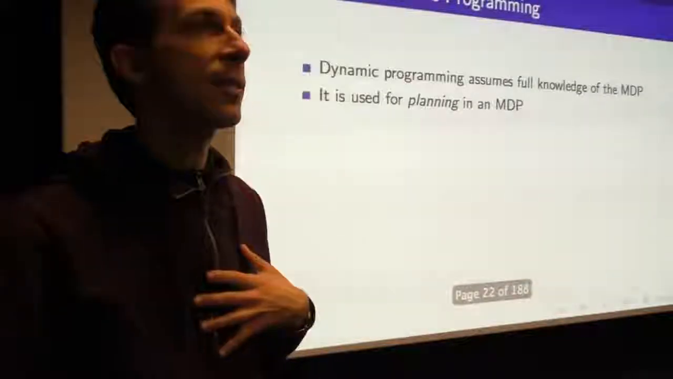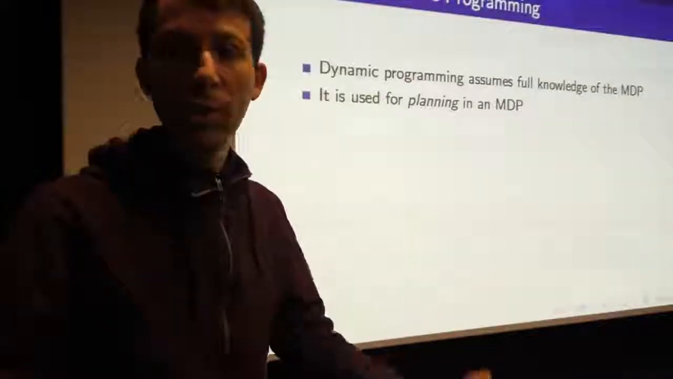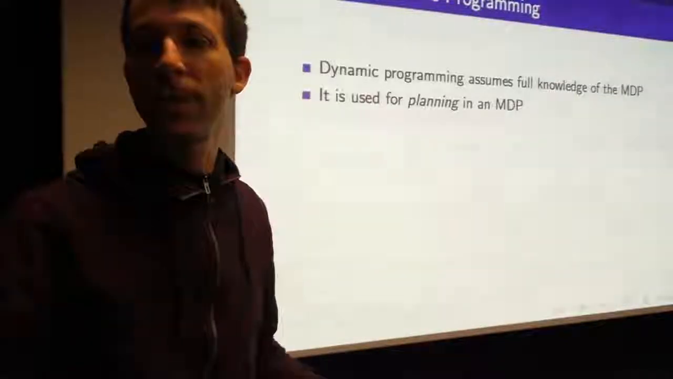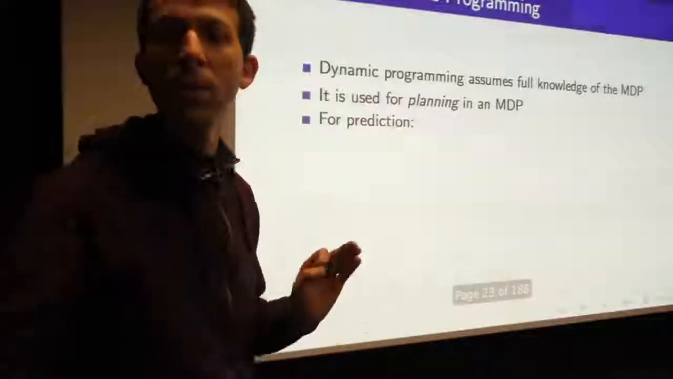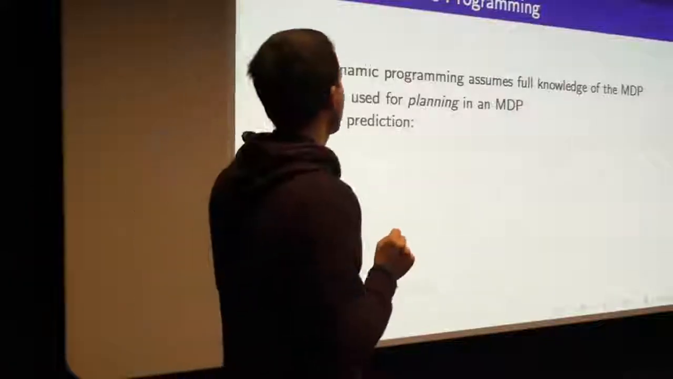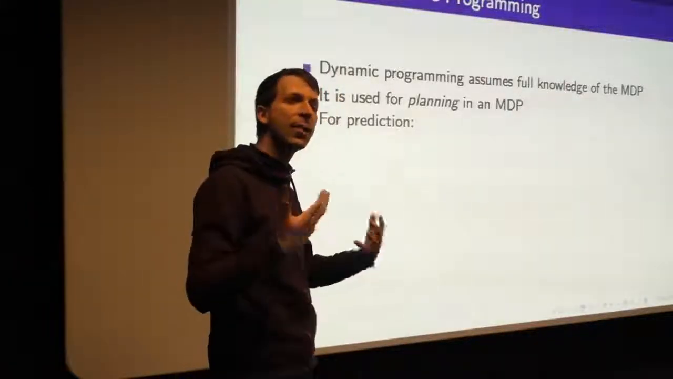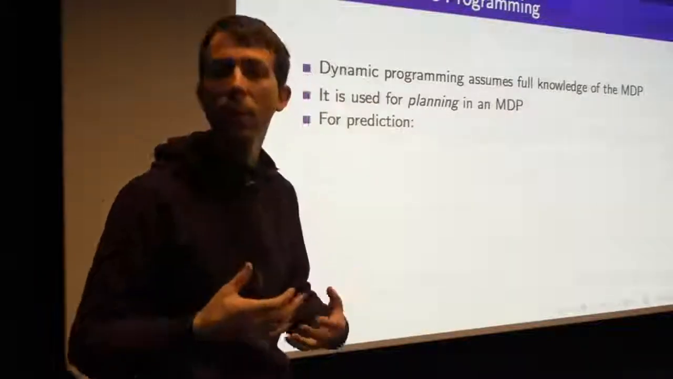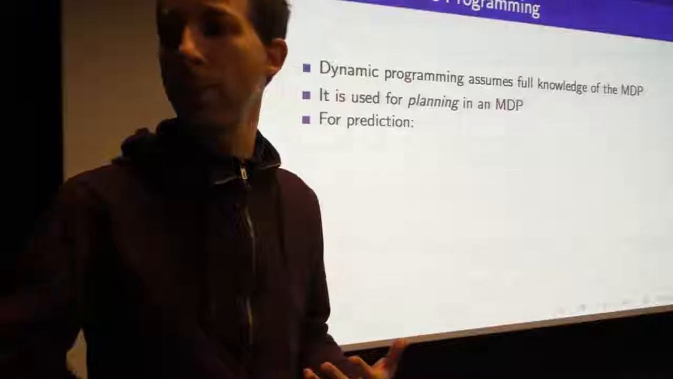So someone tells us the transition structure, someone tells us the reward structure. Now how do we figure out the answer to this MDP? How do we solve it? And we can solve two special cases of planning in an MDP. Again, this came up in the introduction, this idea of prediction and control. First of all, we can plan to solve the prediction problem.